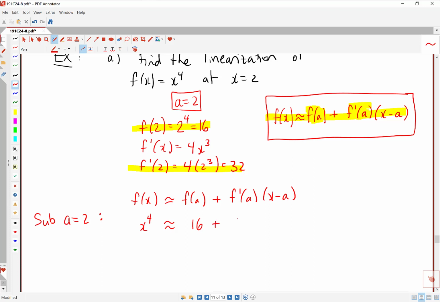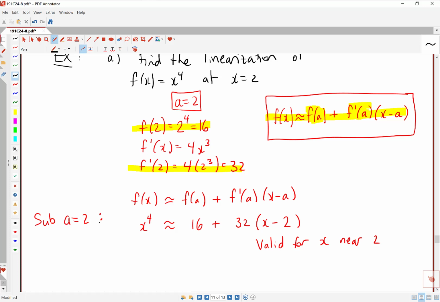Now we need f prime of 2. We calculated that to be 32. And then continuing to sub in, the x just stays x, and the a is a 2. So we're saying x to the 4th is approximately equal to 16 plus 32 times x minus 2. Now a good thing to write down is that this is valid for x values near 2. So if you use this approximation for an x value like 1.95 or 2.1 or something, then it's going to give you a pretty good approximation to what x to the 4th actually looks like. But if you tried this for, say, x equal 100, 100 to the 4th is not going to look at all like the right side of this approximation.